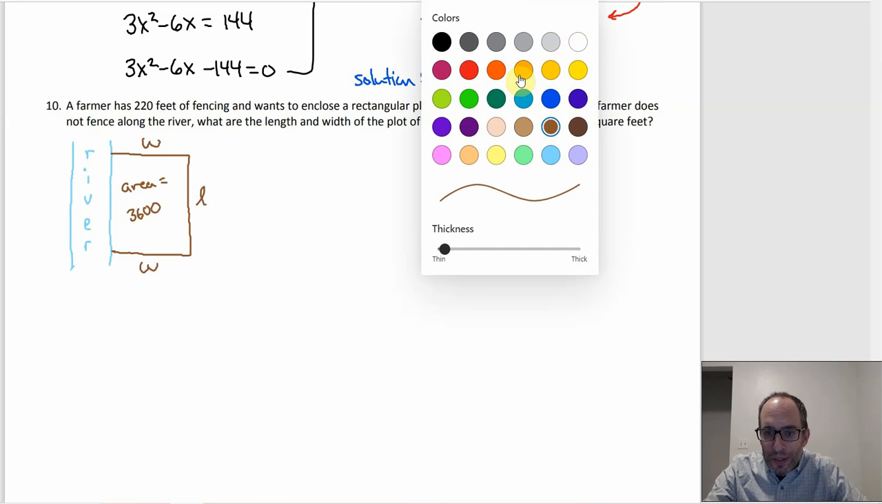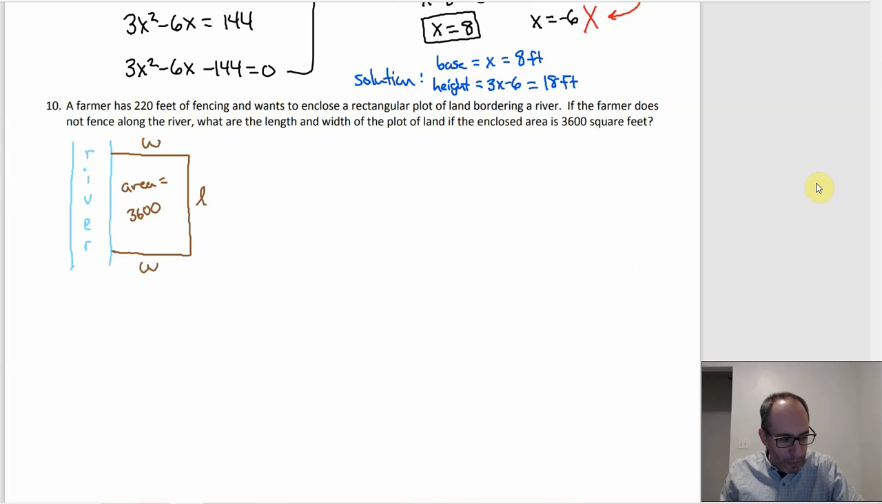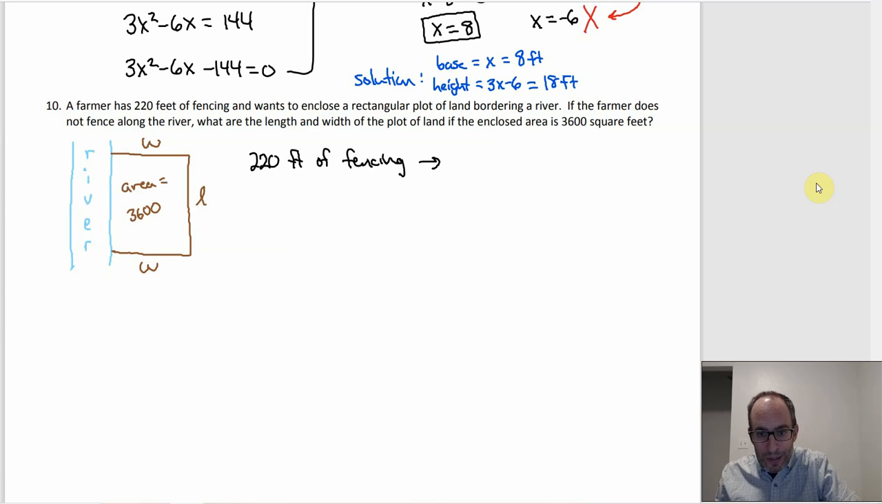So let's see here. What we're going to need to do is, so we know that there are 220 feet of fencing. But we're only using the three sides, right? There's no fencing along the river. So it's W plus L plus W that would have to add up to the 220. So that would mean that 2W plus L, to clean that up a little bit, instead of saying W plus W, that would have to be equal to 220. So that's part of it.